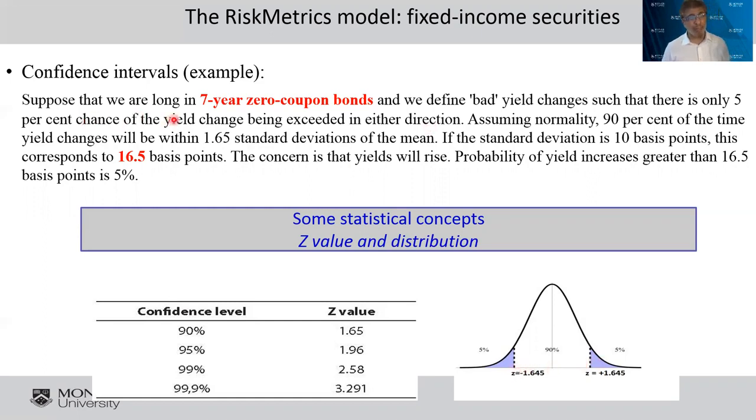So now suppose that we are having a long position, and you already know what the long position is. It's 7-year 0 coupon bonds, and we define the yield change as: there is only a 5% chance of the yield change being exceeded in either direction, which means we are considering this to be 5%, and this is 5%, and there is a possibility that this will be out of the 90% area. So we are calculating before the 5% here.